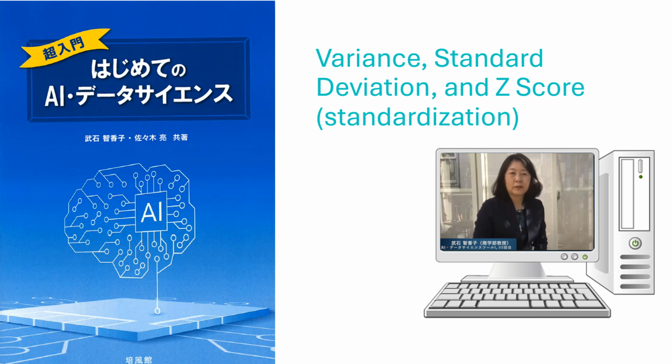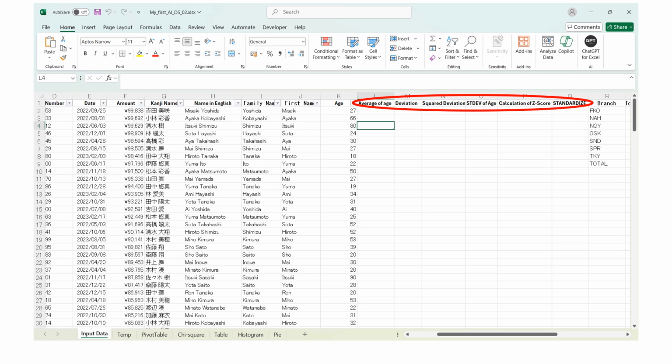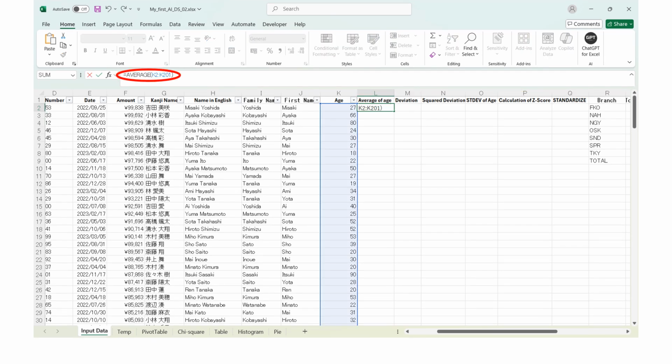deviation, and z-score. Please name the columns from average of age to standardize in the input data worksheet of the file used in the previous Excel exercises. First, calculate the average age. Enter a formula and use the average function to find the average age.